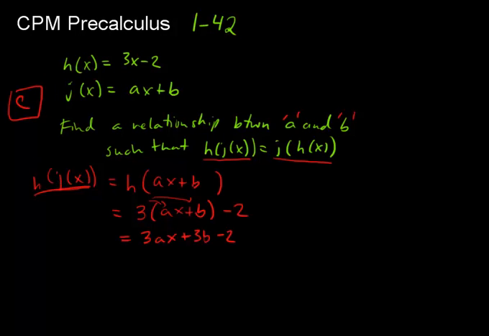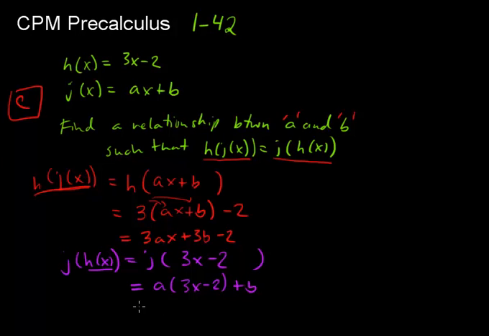So now let's look at j of h of x. For this one we start with j on the outside and just plug in h of x. Here h of x is equal to 3x minus 2. Then we plug that in for x in j, which is defined as ax plus b, so we get a times (3x minus 2) plus b. Then distribute the a across: 3ax minus 2a plus b. And again, we're pretty much done.